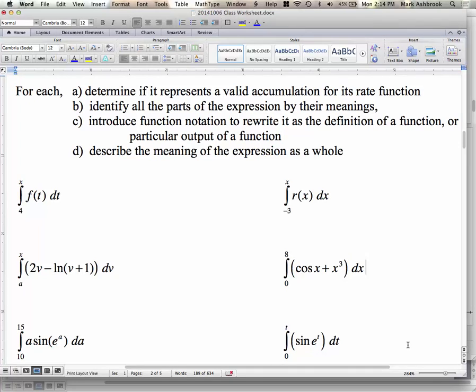So we've got about 3 minutes. See how it goes. So work with the person next to you. Try and make sense of this expression.